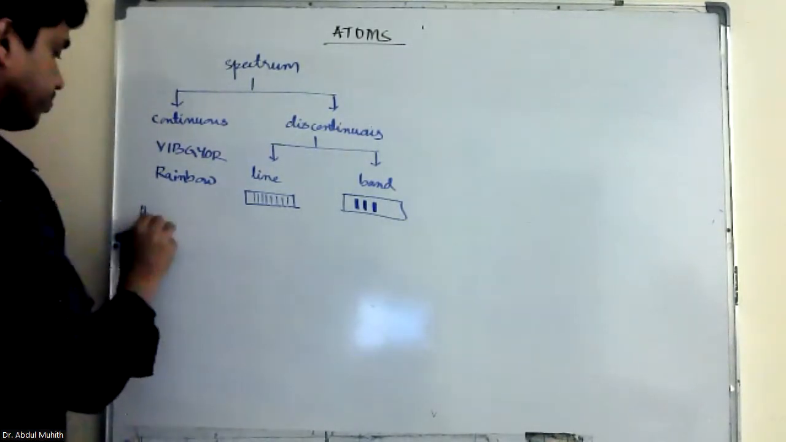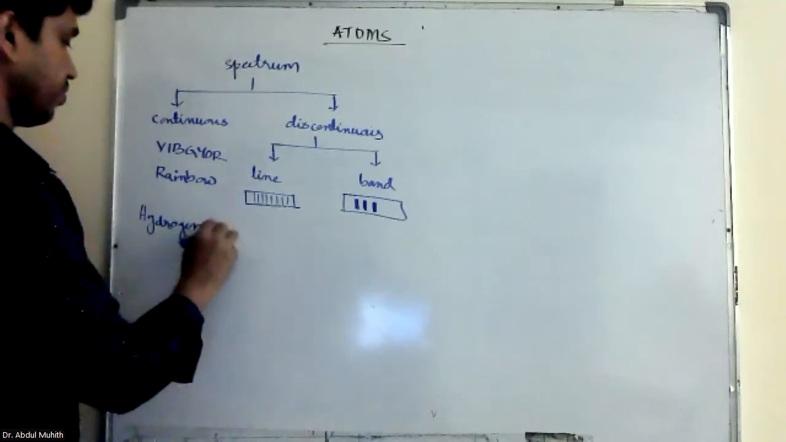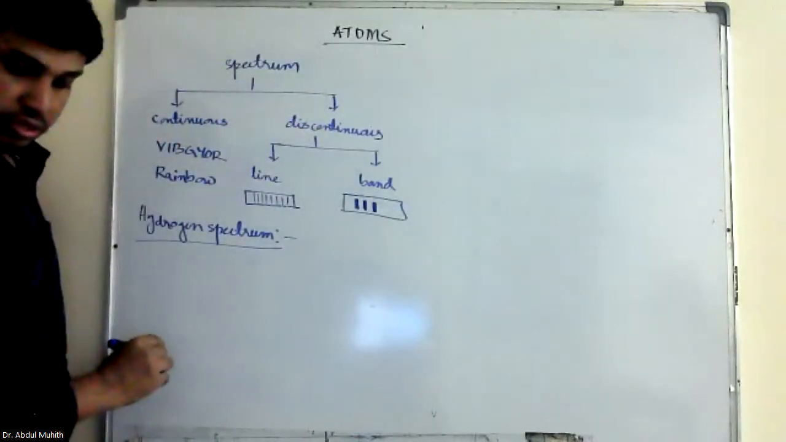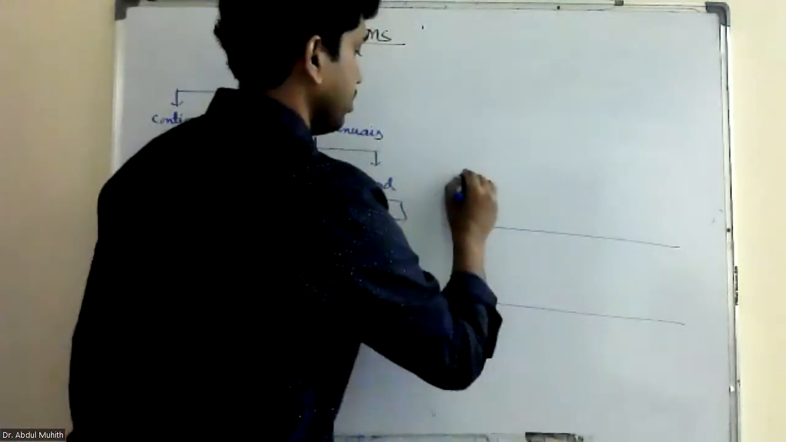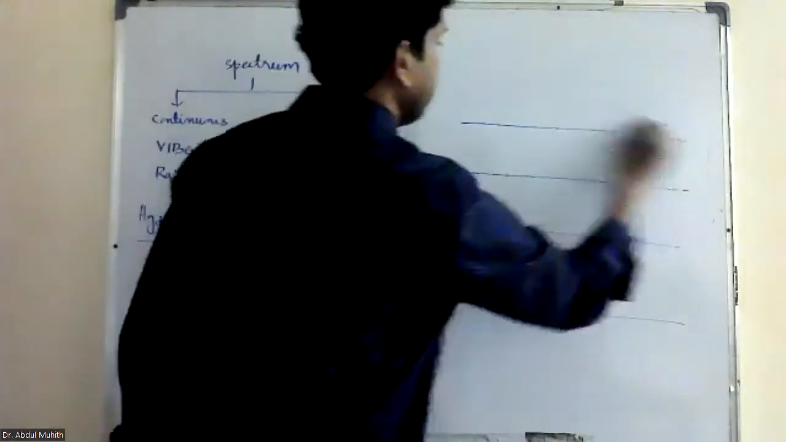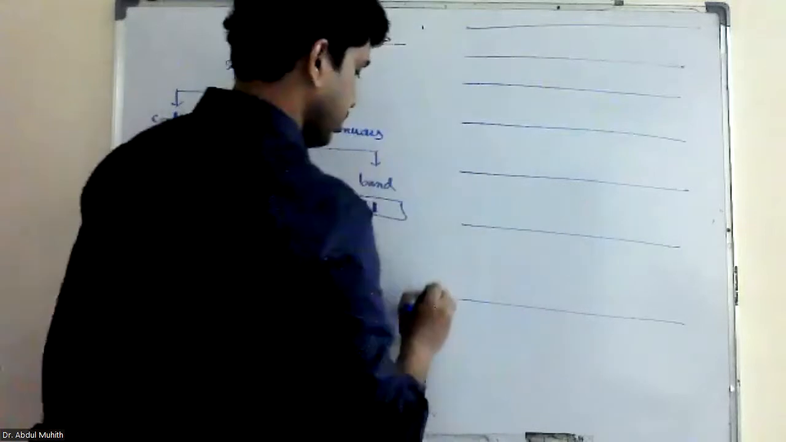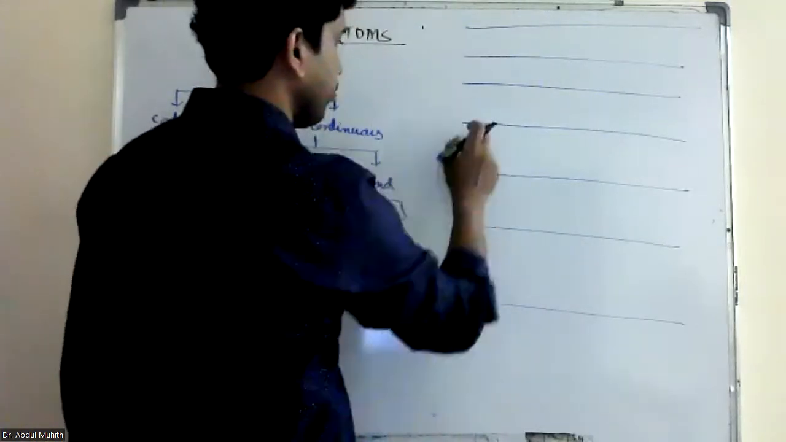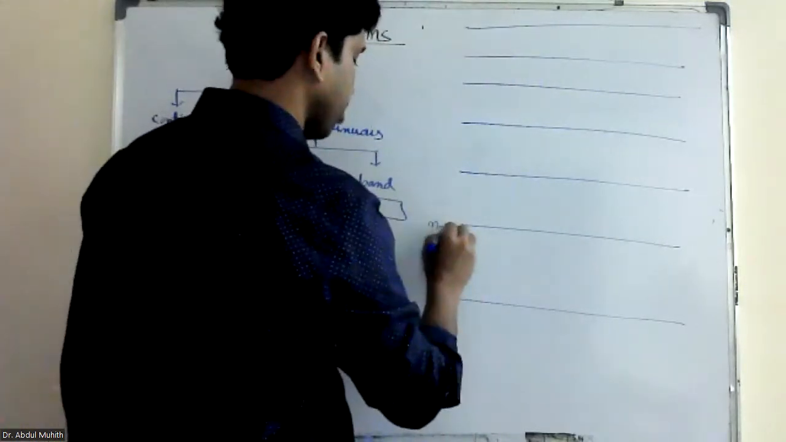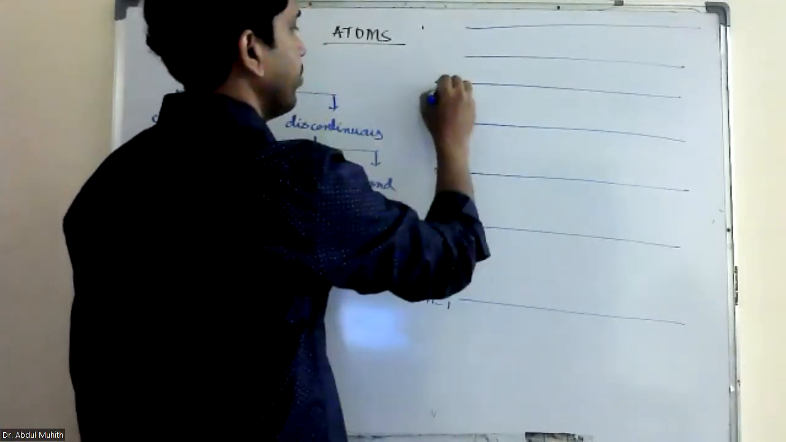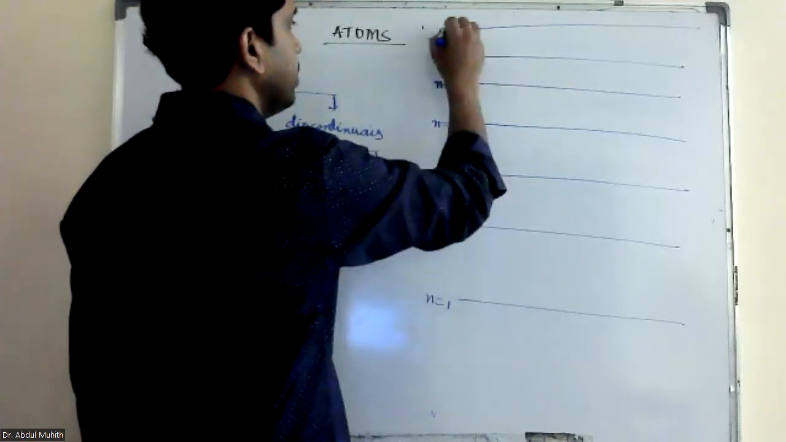In the hydrogen spectrum, what will happen? See, for example, I am drawing this. These are the energy levels. So n is equal to 1, 2, 3, 4, 5, 6, 7: the first orbit, second orbit, third orbit, fourth orbit, fifth orbit, sixth orbit, and seventh orbit.